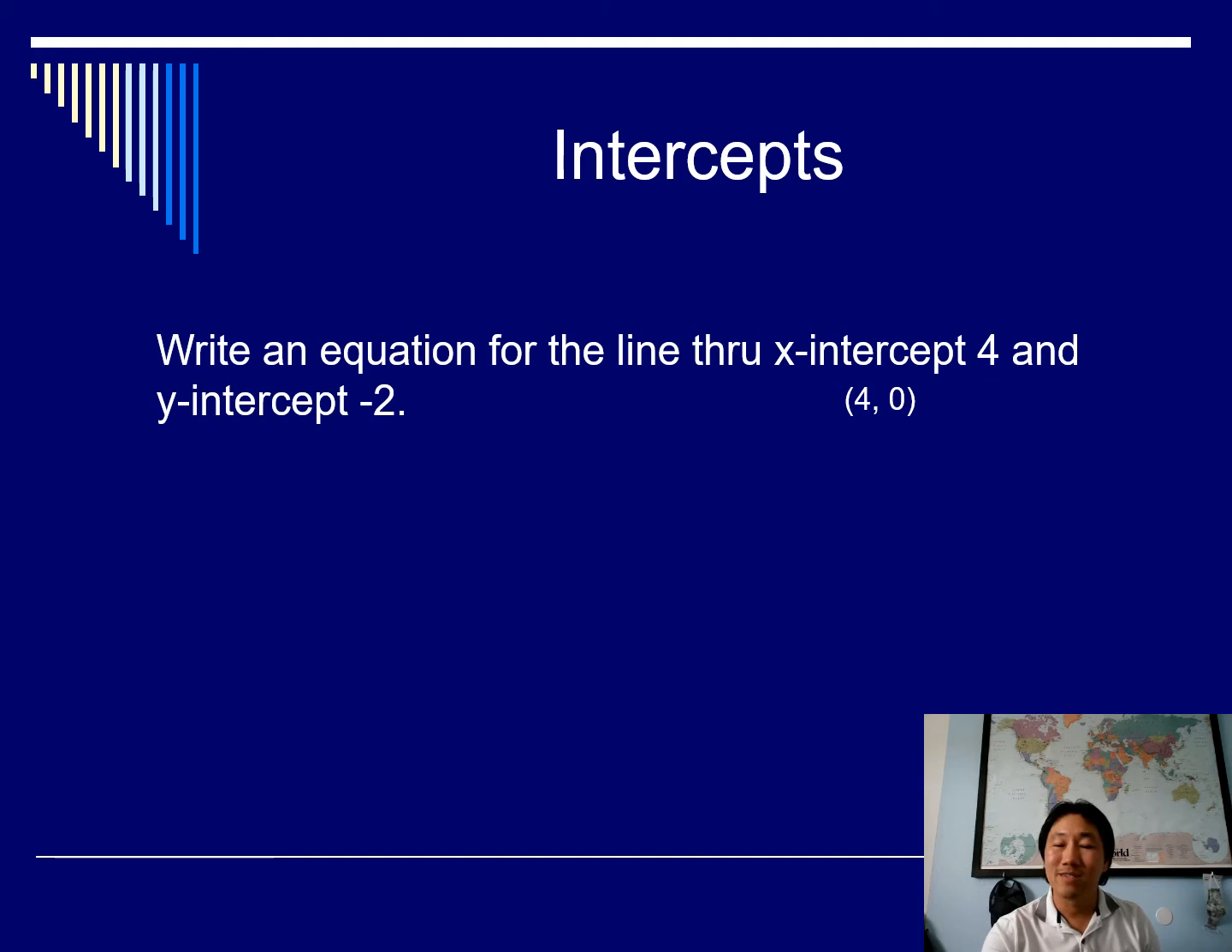x-intercept at 4 is the same thing as 4, 0. And then the y-intercept at -2 is at 0, -2. All right. And so now that we have 2 points, then it's like the same problem.